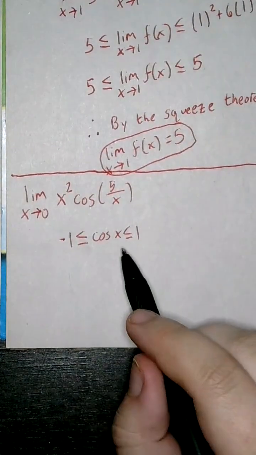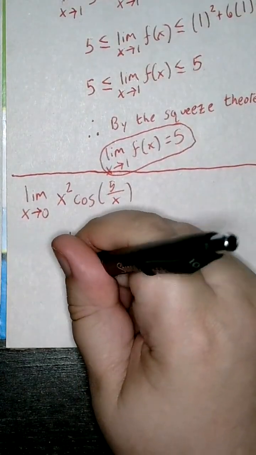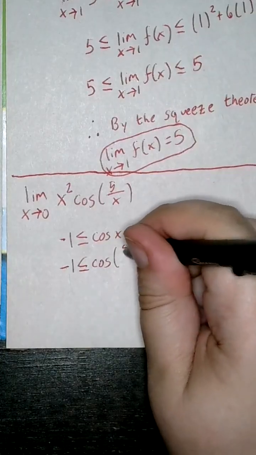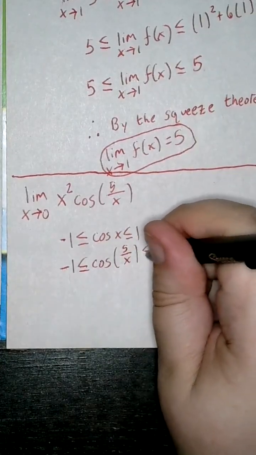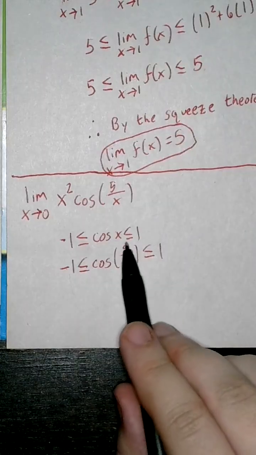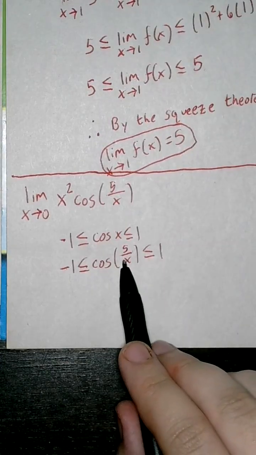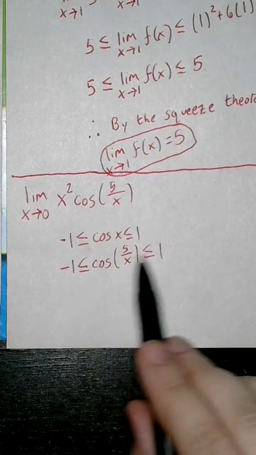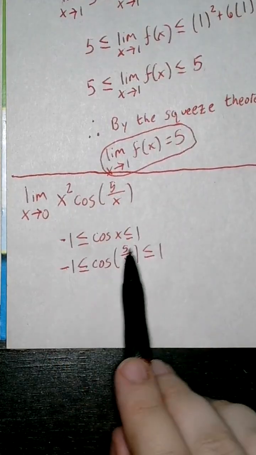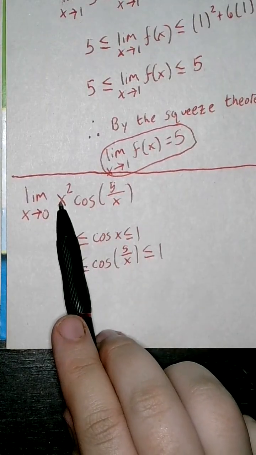So here, I'm going to say that the cosine of 5 over x is between -1 and 1. Because remember, I'm not interfering with the amplitude, I'm only interfering with the period, so it's not going to affect this bound. I want my middle to look exactly like this, so I'm going to multiply by x squared.